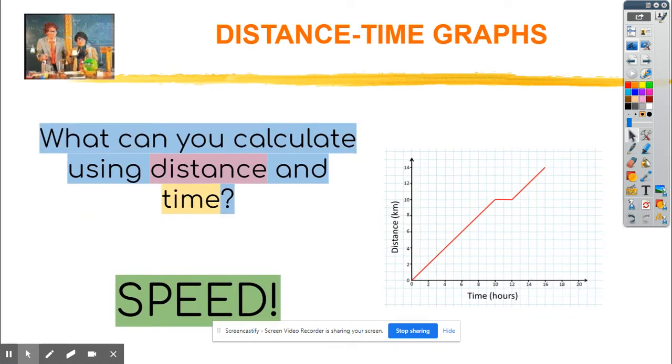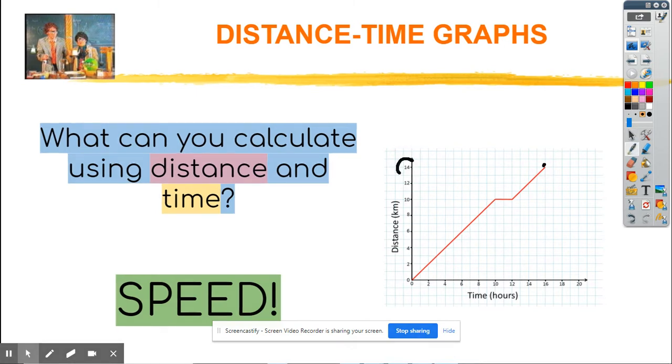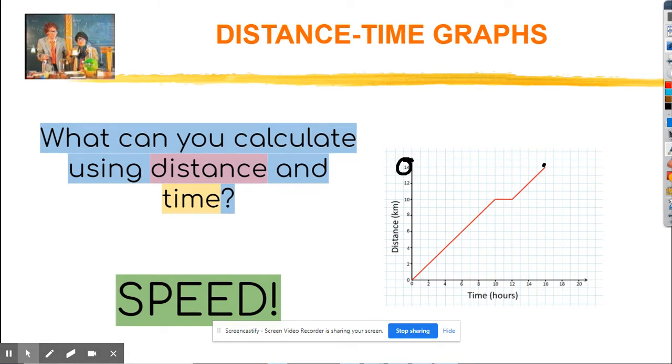So what can you calculate using distance and time? We can calculate speed, and that's what we just talked about. We look at the distance, which was 14 kilometers, and we look at the time, which was 16 hours.